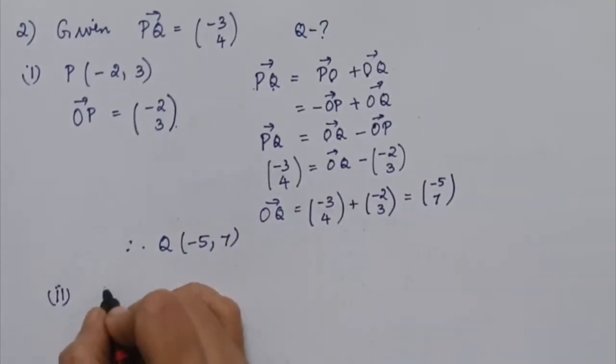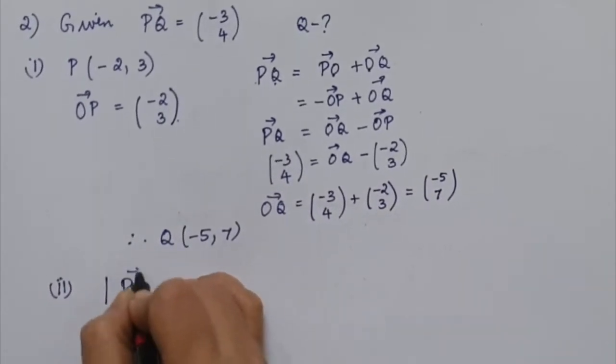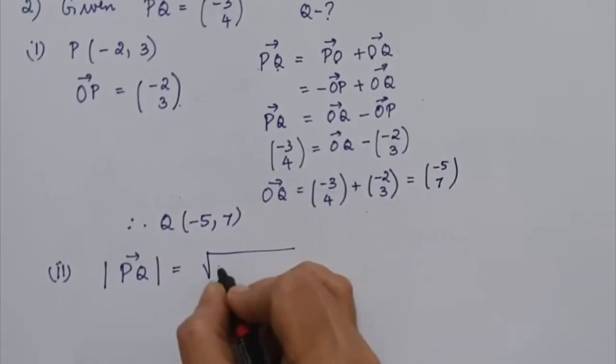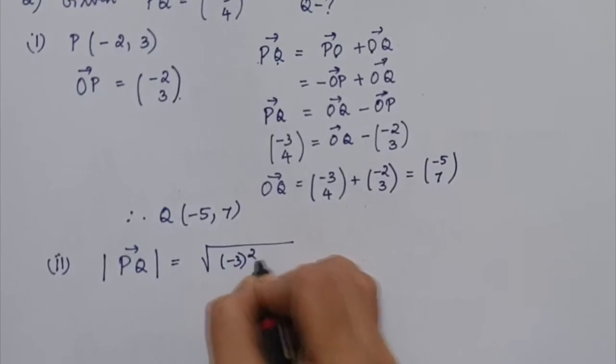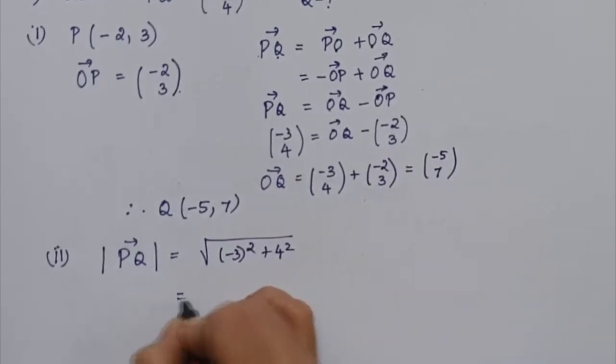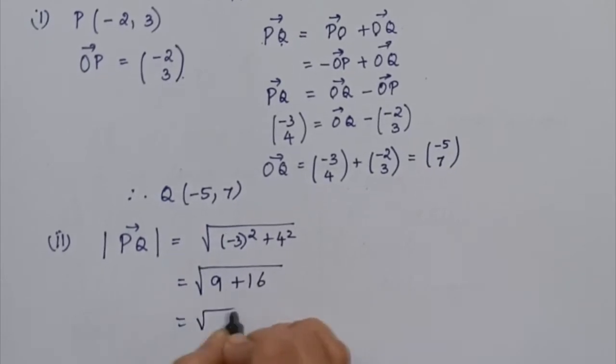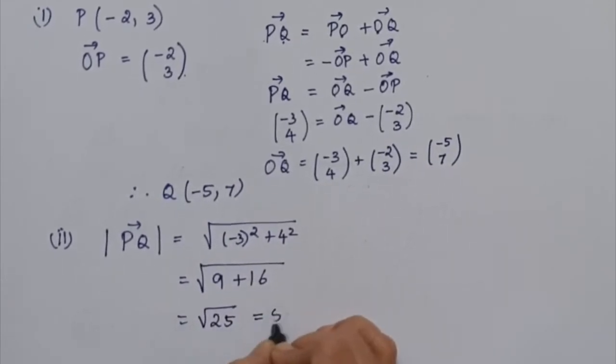The second question is the magnitude of PQ. Magnitude of PQ will be equal to the square root of minus 3 squared plus 4 squared. So it will be equal to the square root of 9 plus 16. So it is the square root of 25. So it will be equal to 5.